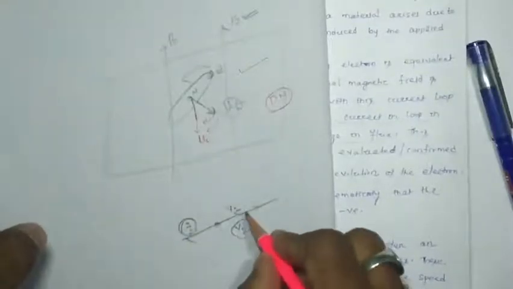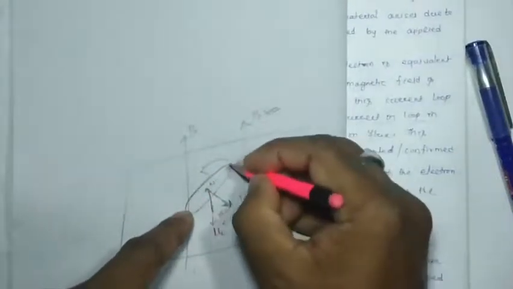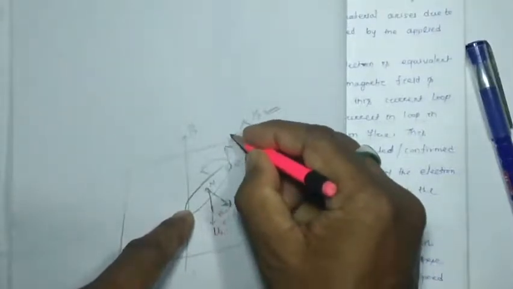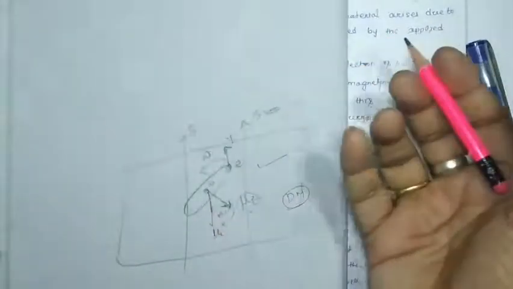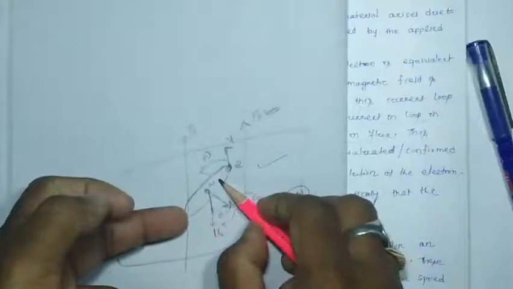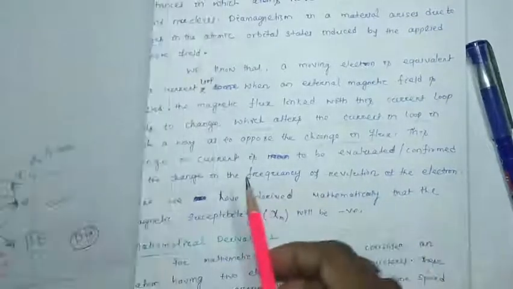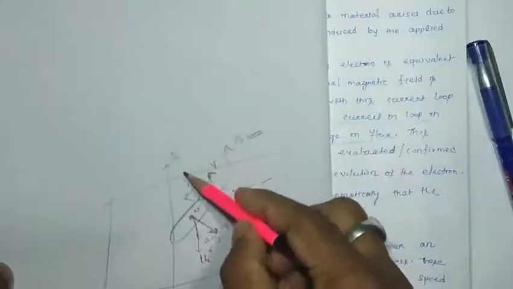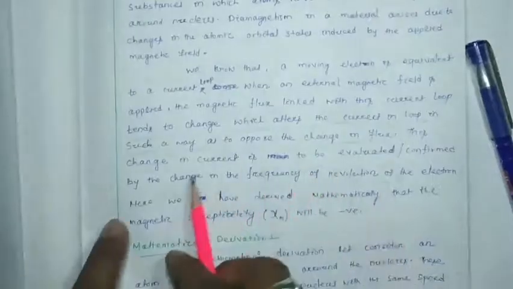So I told you that if the current is changing, what does that mean? The velocity is changing. If the current in the loop is changing, that means the velocity of the electron, here suppose the tangential velocity, is going to be changed. If the tangential velocity changes, its angular velocity also will change. So the current is going to change when the magnetic field is applied. That means its angular velocity is going to change, and so obviously its angular frequency is going to change. So those things have been written.